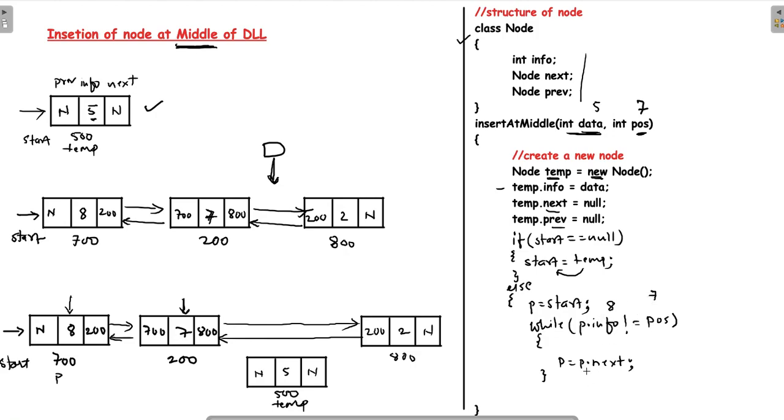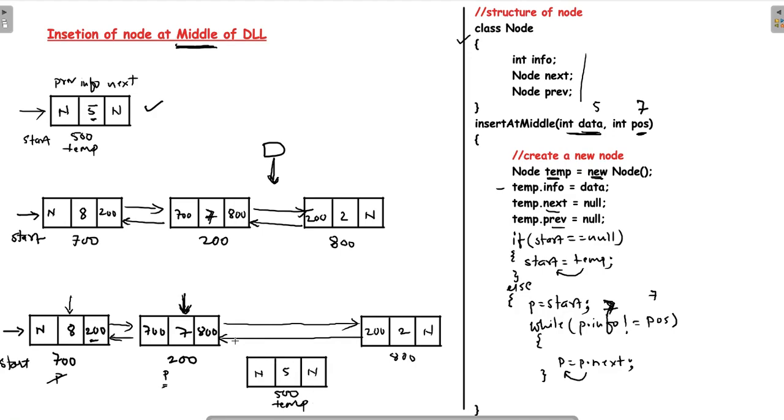Okay, go inside, copy p of next to p. So p of next is 200, copy it into p, so it will go to the 200. Now again, what is the current p's information? It is 7, right? 7 not equal to 7, false, it is equal. So what exactly have we done through this line? We have identified where the 7 is. So p is representing that node. Okay.